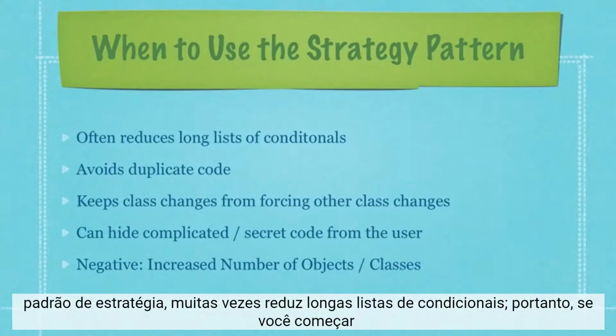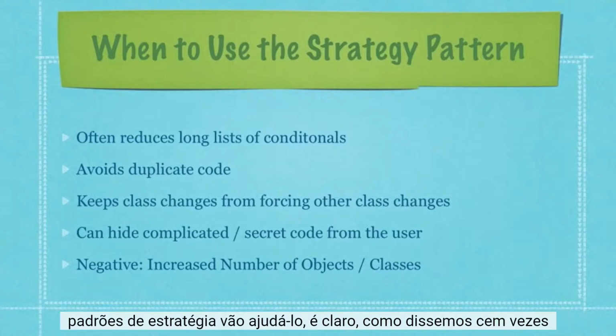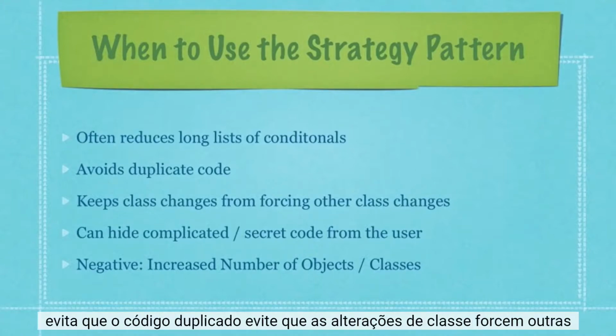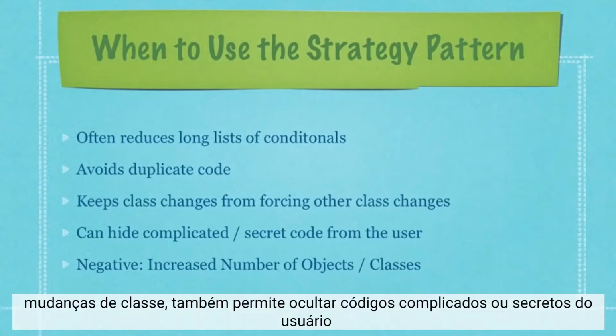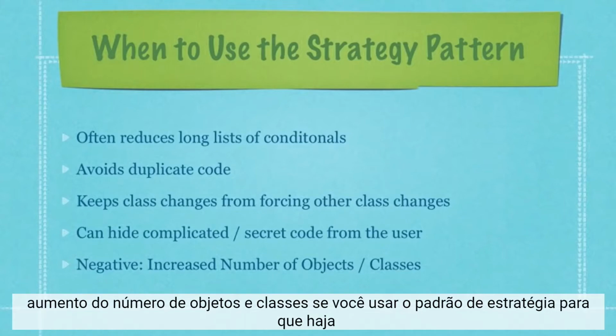Other good reasons to use the strategy pattern: it often reduces long lists of conditionals. So if you start seeing that you're using many different types of conditionals, chances are the strategy pattern is going to help you out. Of course, like we said 100 times, it avoids duplicate code. It keeps class changes from forcing other class changes. It also allows you to hide complicated or secret code from the user. And pretty much there is only one negative: you're going to have an increased number of objects and classes if you use the strategy pattern.